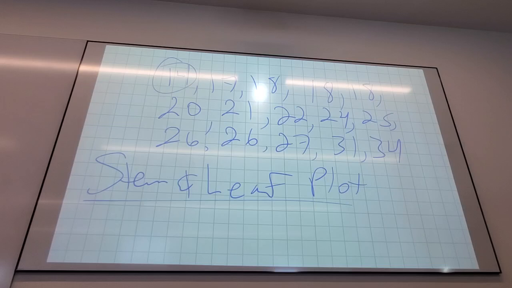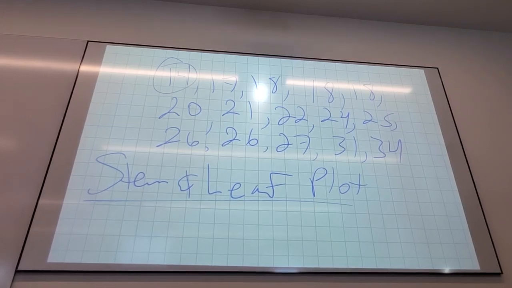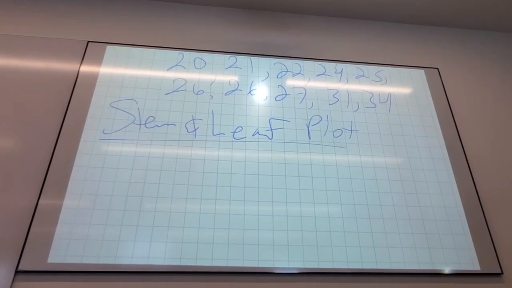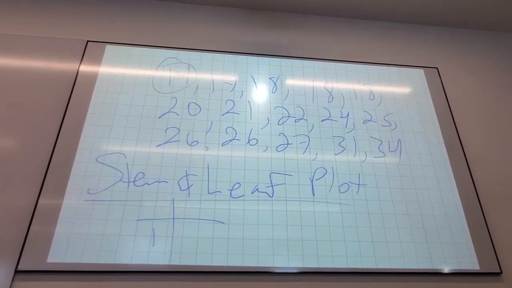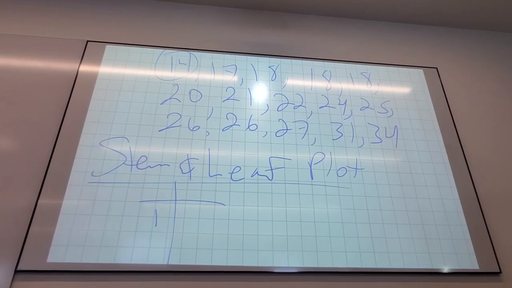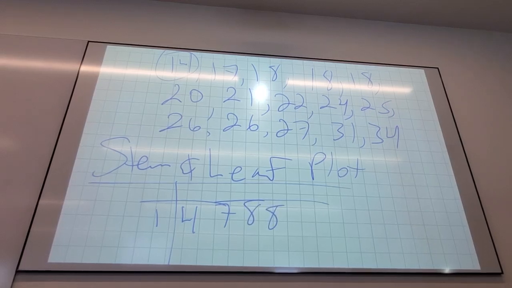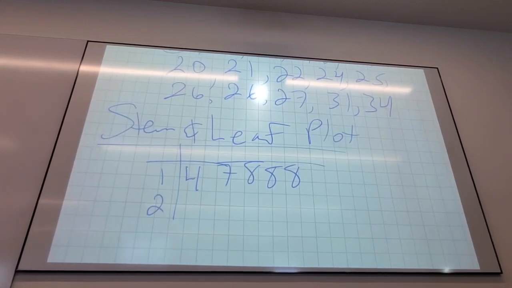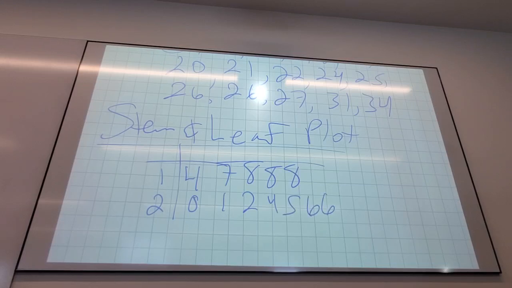So what am I saying? Aren't there numbers in the teens? Yeah. Isn't 1 showing up often? Aren't there leaves coming off of that 1? So I can say, if the stem is 1, what are the leaves? What numbers are coming after 1? 4, 7, 8, 8, 8. And what numbers are coming after 2? 0, 1, 2, 4, 5, 6, 6, 7. What about after 3? 1, 4. I think I'm okay. Yeah, I did okay.